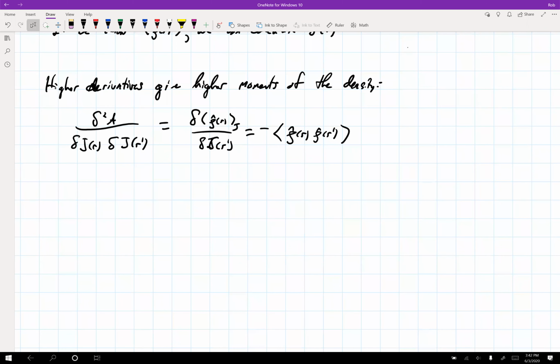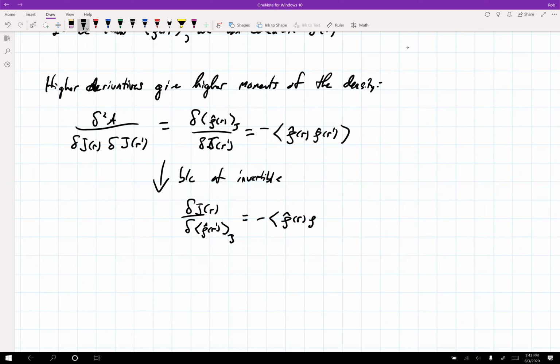And because this relationship between J of r and rho of r is invertible, then we can also say that the derivative of J of r with respect to rho hat of r prime is just 1 over this coefficient. And that's actually going to be the thing that we're going to be able to derive, rho hat of r prime to the -1.